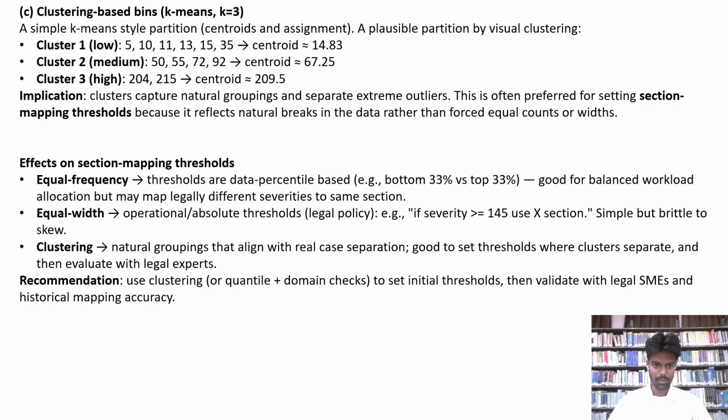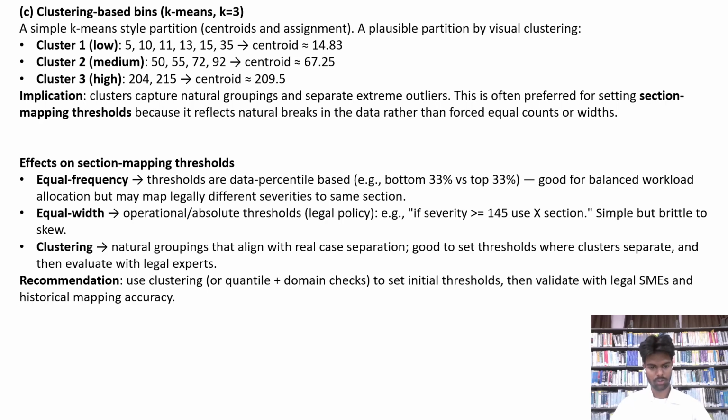C, clustering based bins, k-means with k equals 3. A simple k-means style partition, with centroids and assignment, gives a possible partition. We make three clusters: cluster 1 low, cluster 2 medium, and cluster 3 high. The centroids of the clusters will be 14.83, 67.25, and 209.5 respectively. Implication: clusters capture natural grouping and separate extreme outliers, and this is often preferred for setting section mapping thresholds because it reflects natural breaks in data rather than forced equal counts or widths.